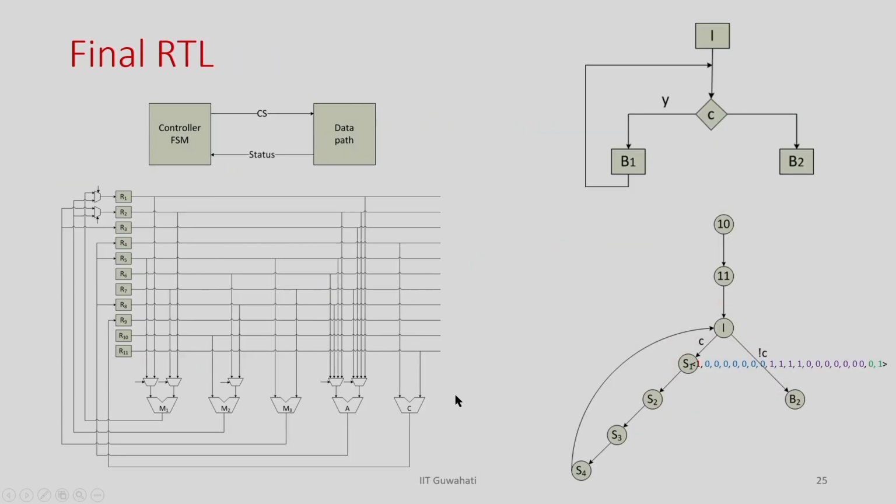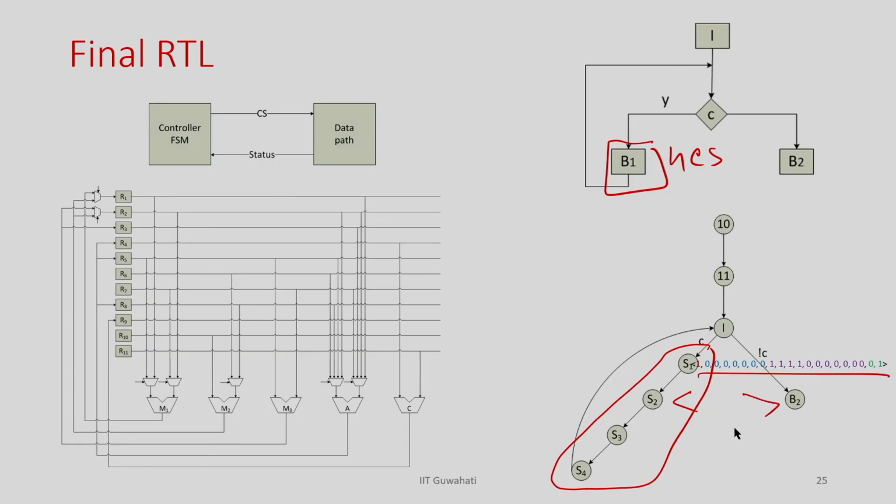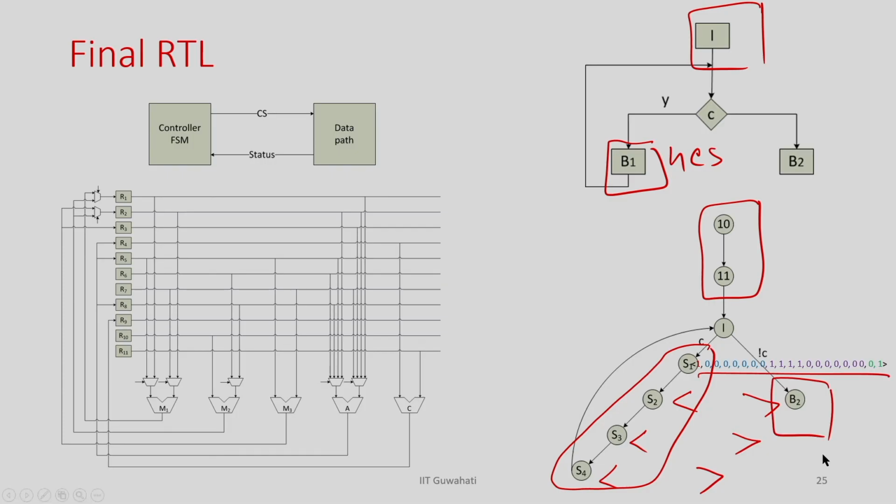Now if you come back to this FSM, I have already determined, say, I need 4 control steps for this block, and in each control step this is the control signal. Similarly I have a control signal here, here, and here. Let us say for this block I need 2 cycles, and I need one state for this operation. Okay. So, this is the final controller FSM.